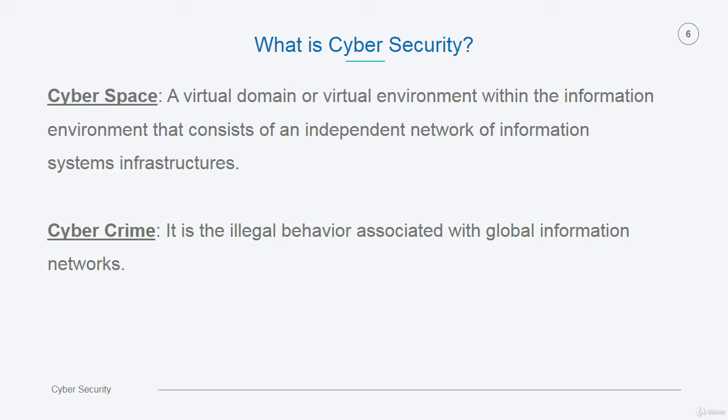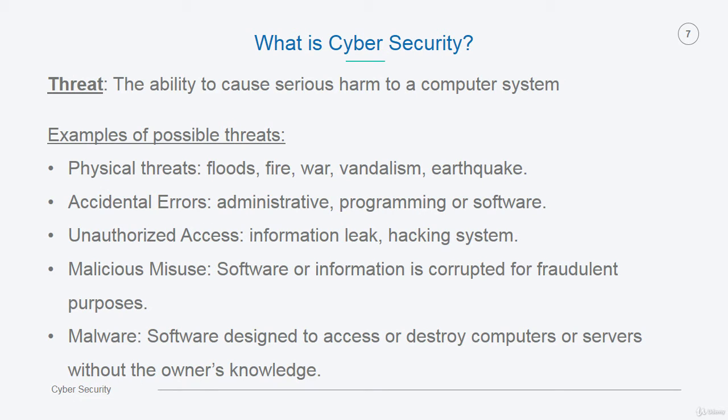Cybercrime is actually illegal behavior. From its name, crime means that you are doing a crime within the virtual space. So it's the illegal behavior associated with the global information networks. A threat is the ability to cause serious harm to a computer system. Bear in mind, a threat is something that may or may not happen, but it has the potential to cause massive damage. And threats can lead to attacks on computer systems, networks, and more.